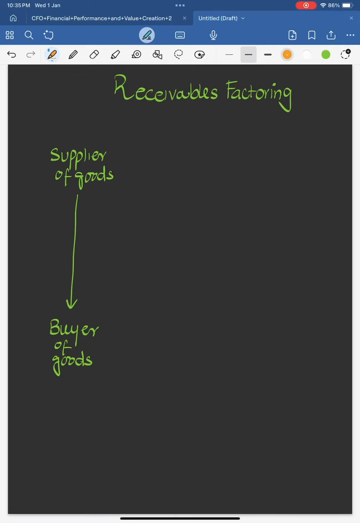Hey guys, in this little video, I'm going to explain very simply how receivables factoring works. So let's suppose there's a supplier of goods and there is a buyer of goods. The supplier sells around $10 million worth of goods to the buyer, and the credit terms are for 90 days.